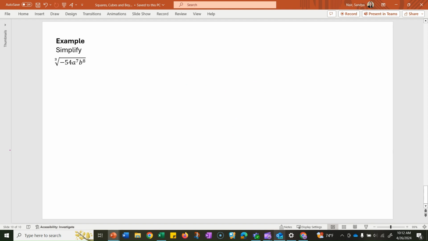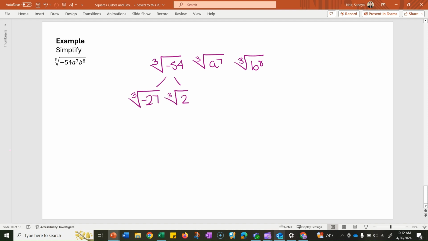Now let's try the cube root of negative 54, a to the seventh, b to the eighth. So we have the cube root of negative 54, cube root of a to the seventh, and then cube root of b to the eighth. So the cube root of negative 54, when I separate that, I can turn that into the cube root of negative 27 times the cube root of 2. The cube root of negative 27 is negative 3, so I have negative 3 times the cube root of 2.